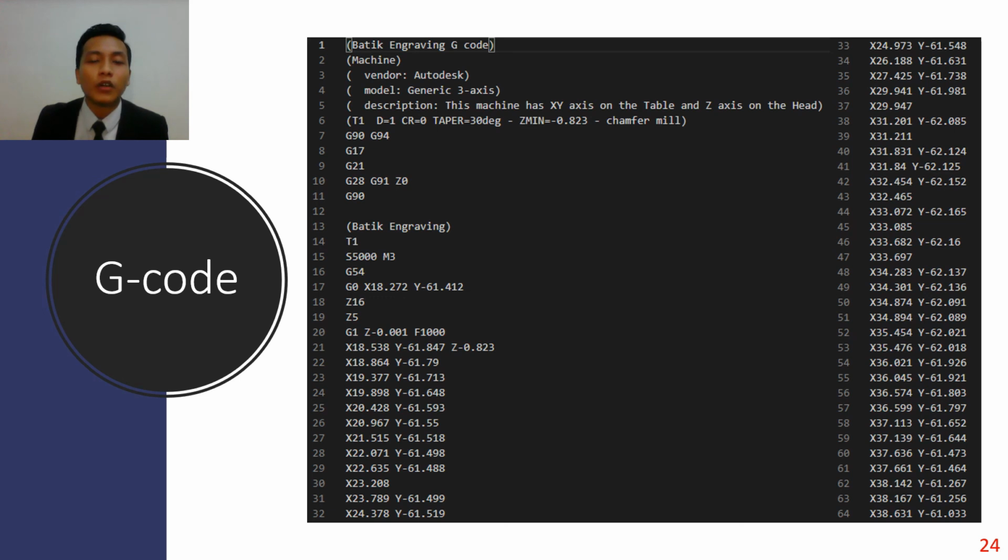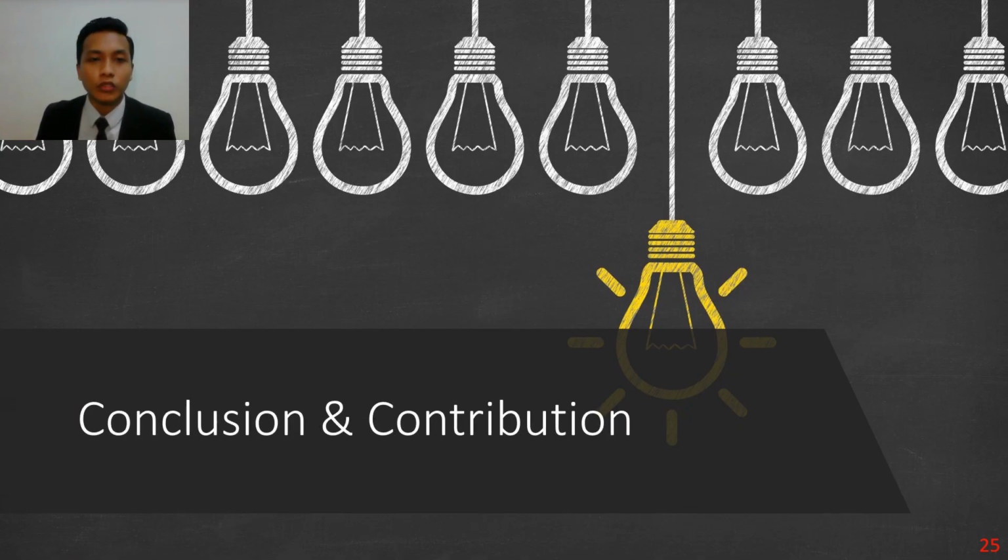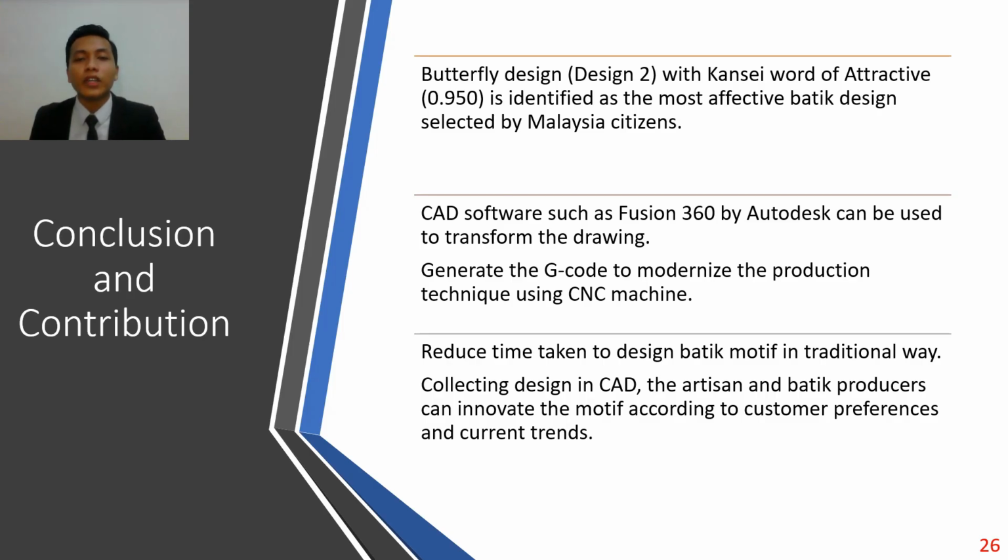This is part of the G-code that is generated from the CNC machining process. Conclusion and contribution. In conclusion, butterfly design, which is design 2 with keyword of attractive with the value of 0.95, is identified as the most effective batik design selected by Malaysian citizens. Computer-aided design software such as Fusion 360 by Autodesk can be used to transform the drawing. The G-code is generated to modernize the production technique by using CNC machine.